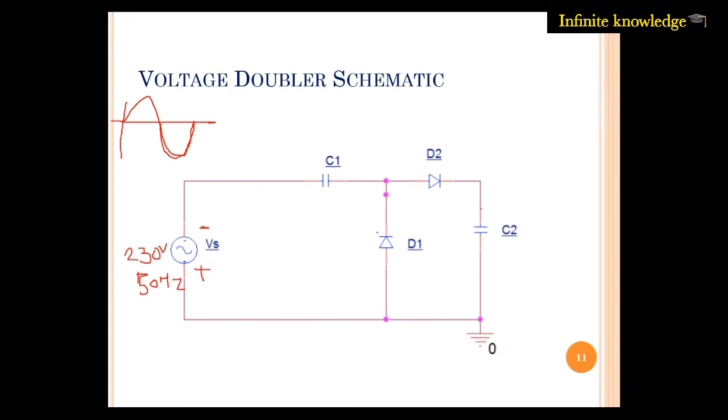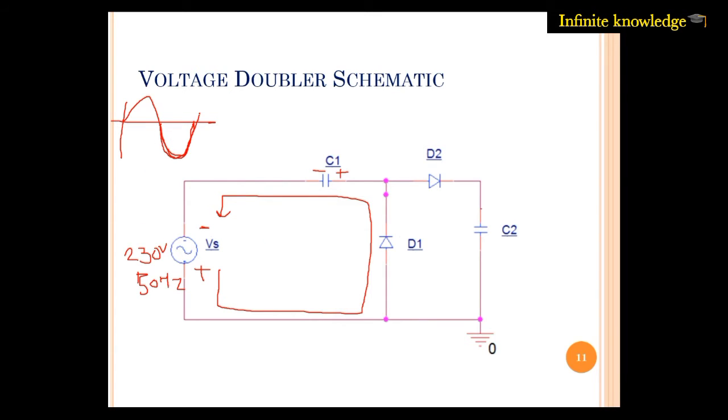So how does the current flow? You can say this is forward biased because this is positive, so the current flows this way from the supply. You can see the current flowing this way during this negative cycle. So during the negative cycle the capacitor is charged with positive polarity here and negative polarity here.